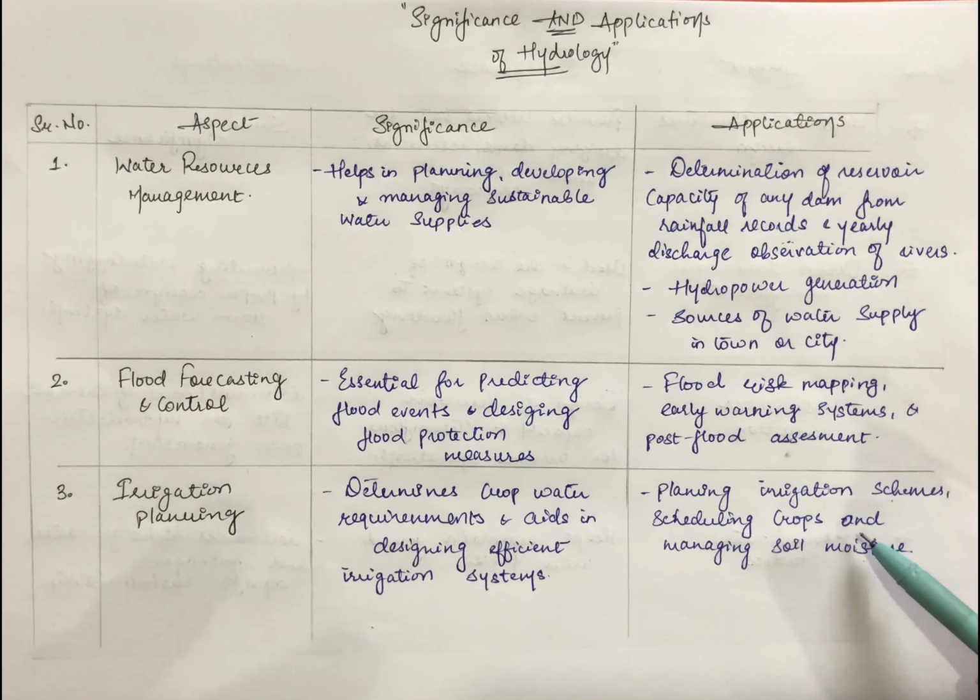The next aspect could be groundwater studies. This aspect helps in maintaining the groundwater table. Groundwater table means the level of water which is present below the ground surface and which is also used as the subsurface source of water for drinking purposes as well as for agricultural purposes. Its applications are that it determines the recharge rates and it also manages aquifer sustainability.